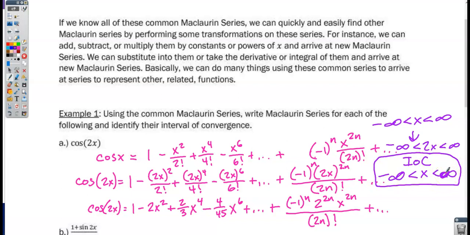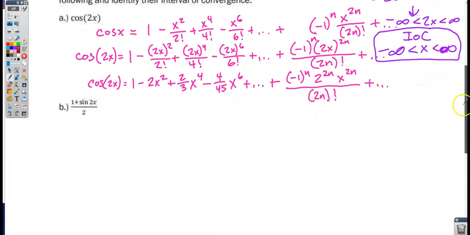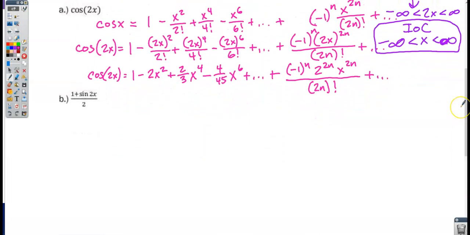All right. Let's do one more at least. Part B, I'm going to come up with a series for 1 plus the sine of 2x over 2. Now this is going to take a couple of steps for me.